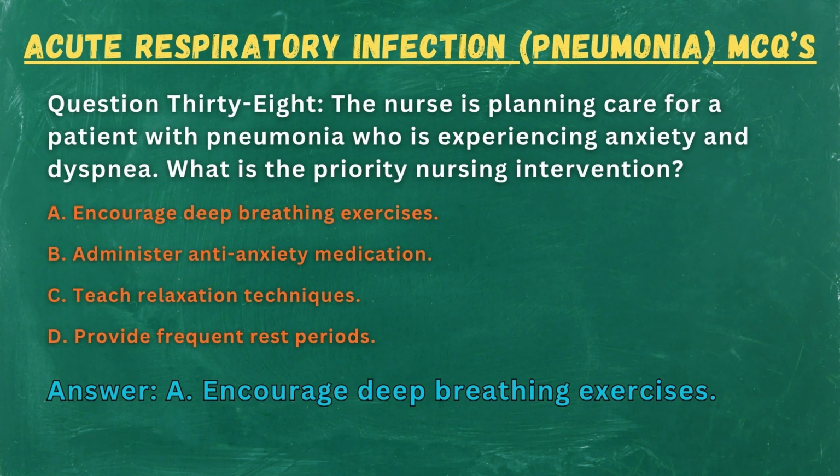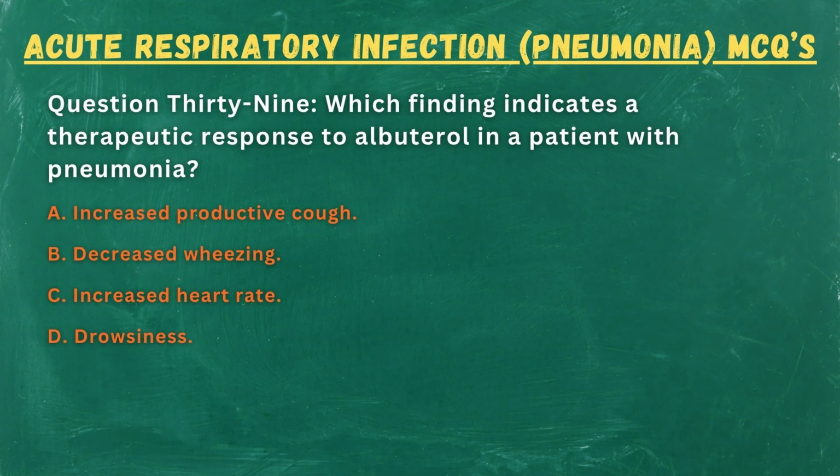Answer. A. Encourage deep breathing exercises. Question 39. Which finding indicates a therapeutic response to albuterol in a patient with pneumonia? A. Increased productive cough. B. Decreased wheezing. C. Increased heart rate. D. Drowsiness.